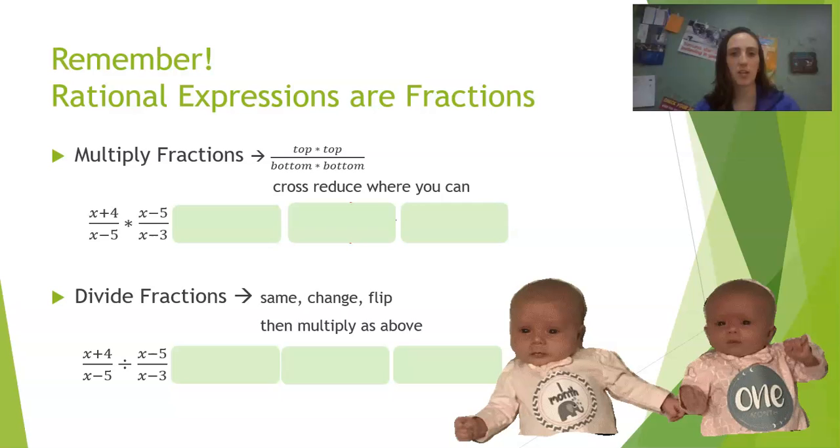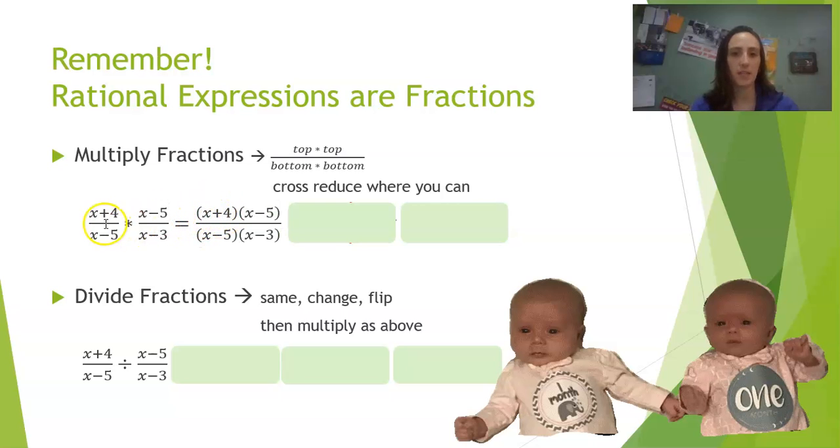Remember, as we work with rational expressions, that they are fractions. So when we multiply fractions, we multiply the top times the top and the bottom times the bottom, and then we cross-reduce where we can. So for example, if I was multiplying the rational expression x plus 4 over x minus 5 times x minus 5 over x plus 3, then what I want to do is go ahead and just multiply.